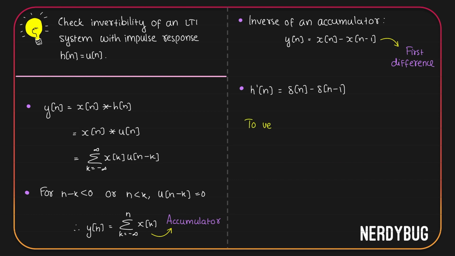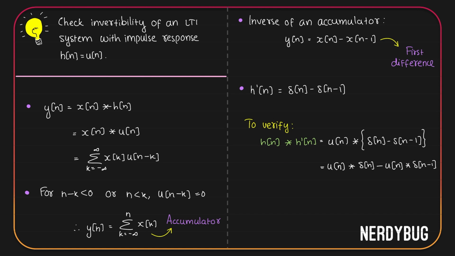So to verify, we have to take the convolution of h of n and h dash of n, that is u of n and delta of n minus delta of n minus 1. But according to the properties we learned, this is the same as taking convolution of u of n and delta of n, then subtracting the convolution of u of n and delta of n minus 1 from it.